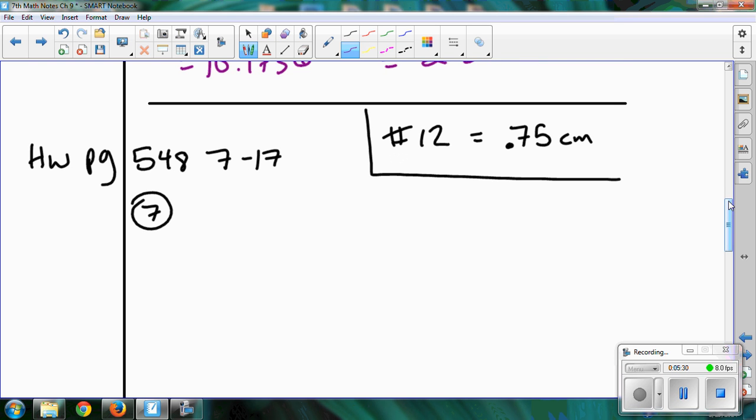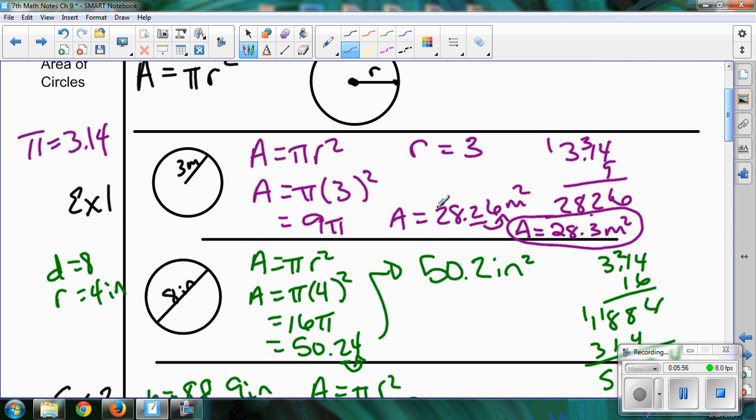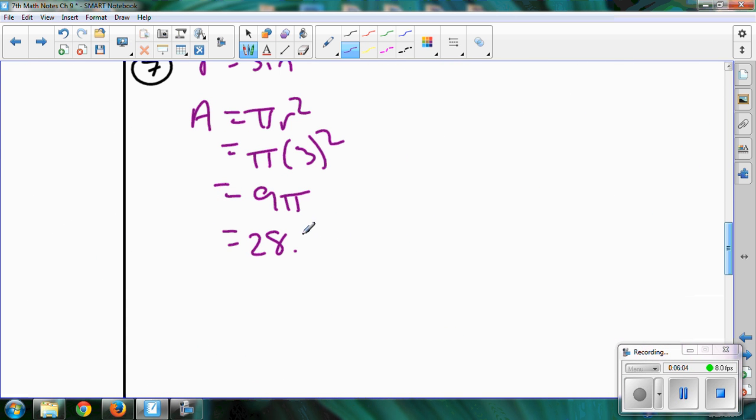Our homework is on page 548, 7 through 17, starting with number 7. We have find the area of each circle to the nearest tenth, use 3.14 as pi. So we have a circle that has a radius of 3 inches, so area equals pi r squared. So pi times 3 squared, which is 9 pi. If you go back and look in your notes, you'll see that 9 pi is equal to 28.26, or 28.3. And our units on this one are inches, so we have square inches.